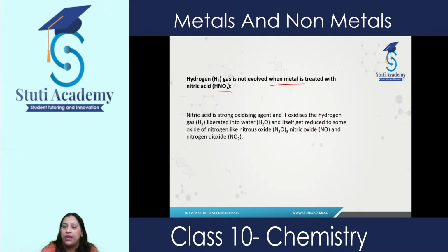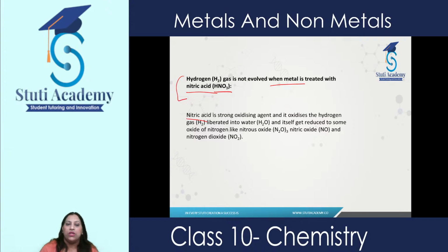And the reason is that nitric acid itself is a strong oxidizing agent. It oxidizes the hydrogen which is liberated when the reaction takes place into water and itself gets reduced. That's the reason why hydrogen gas will not liberate when the metals react with nitric acid.